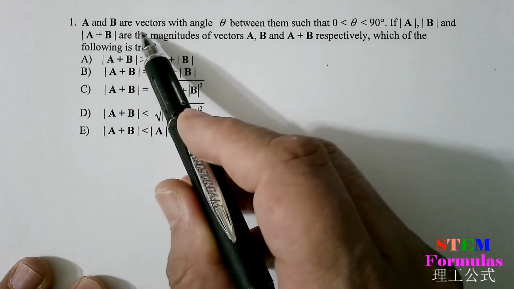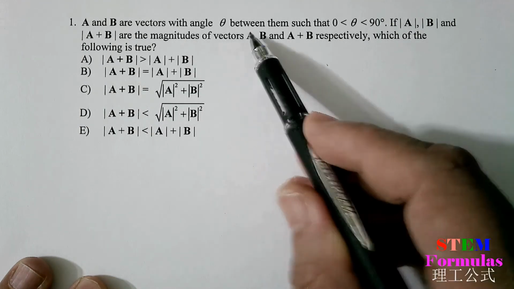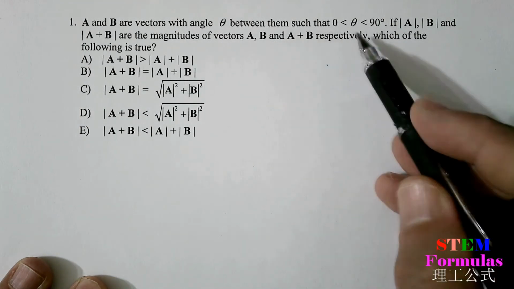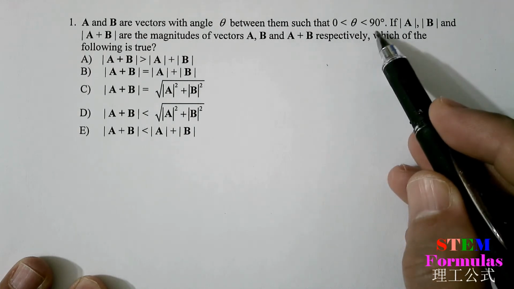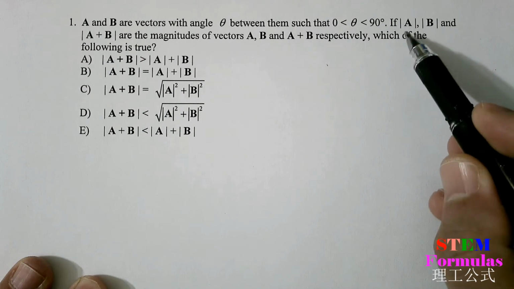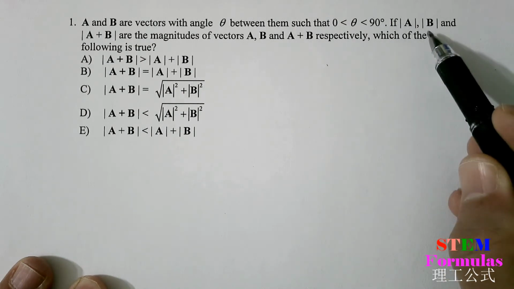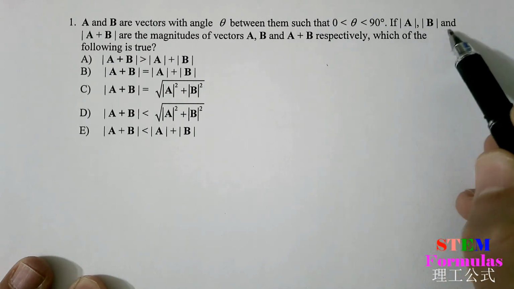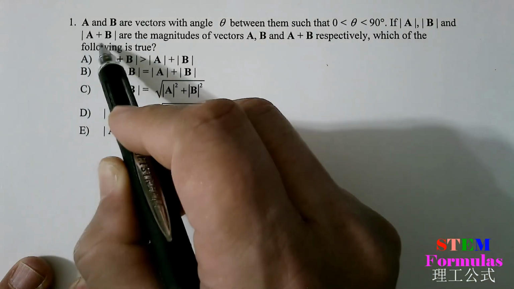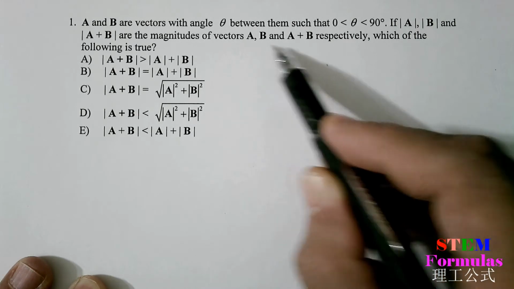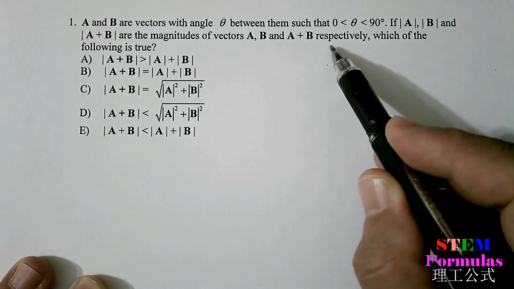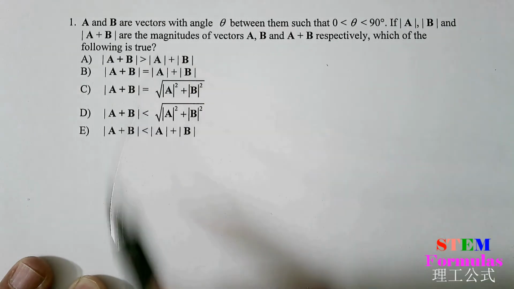A and B are vectors with angle theta between them, such that theta is greater than 0 and smaller than 90 degrees. If absolute value A, absolute value B, and absolute value A plus B are the magnitudes of vectors A, B, and A plus B, respectively, which of the following is true?